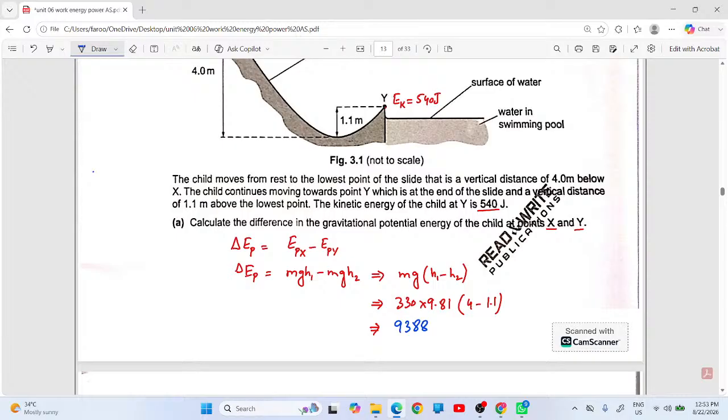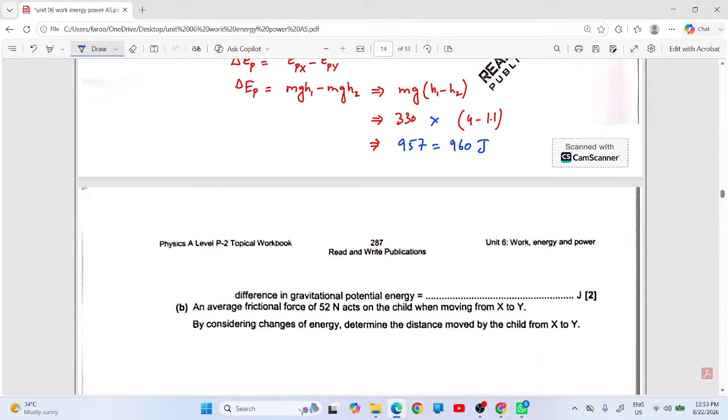That is mg, but 330 is not the mass, it is the weight. The difference between them is 960.